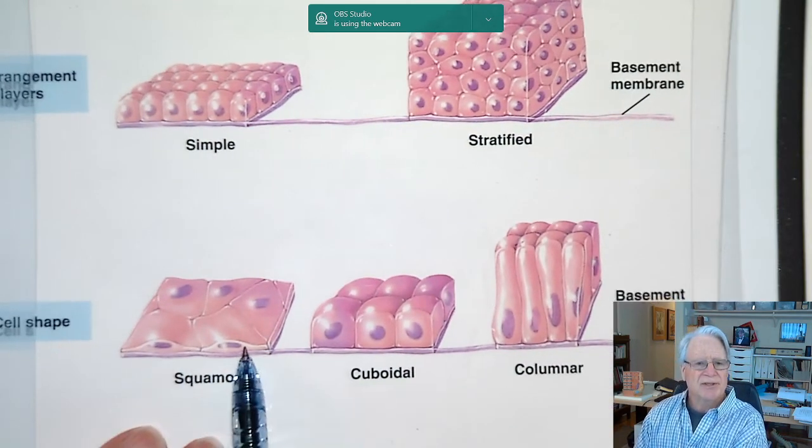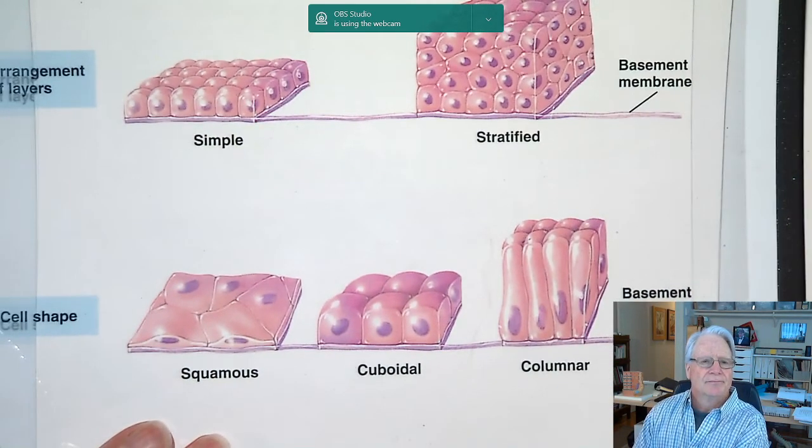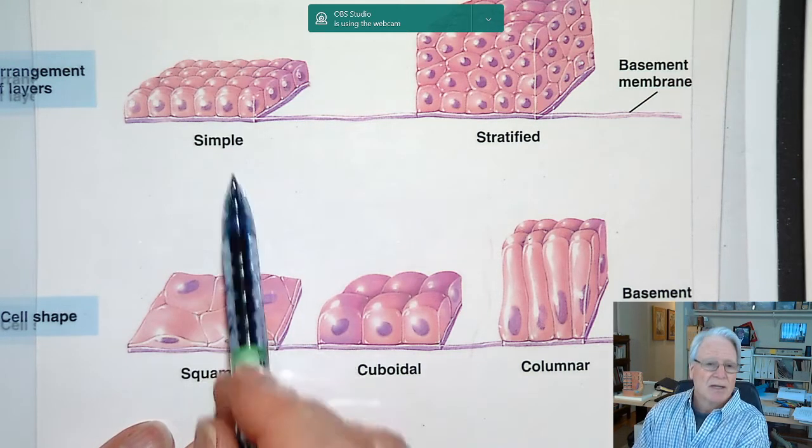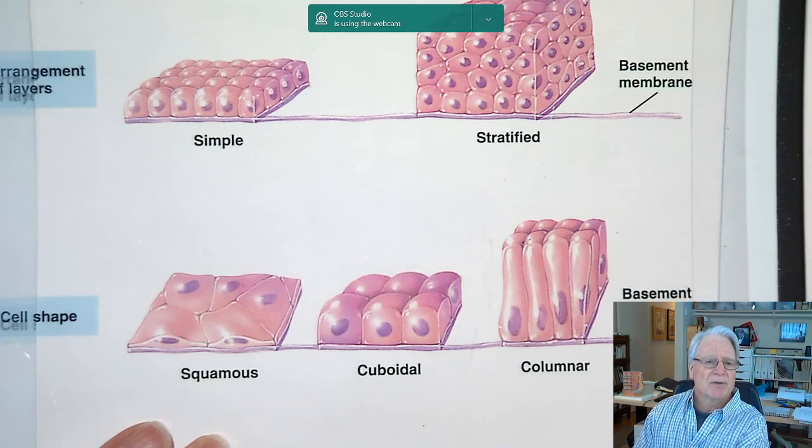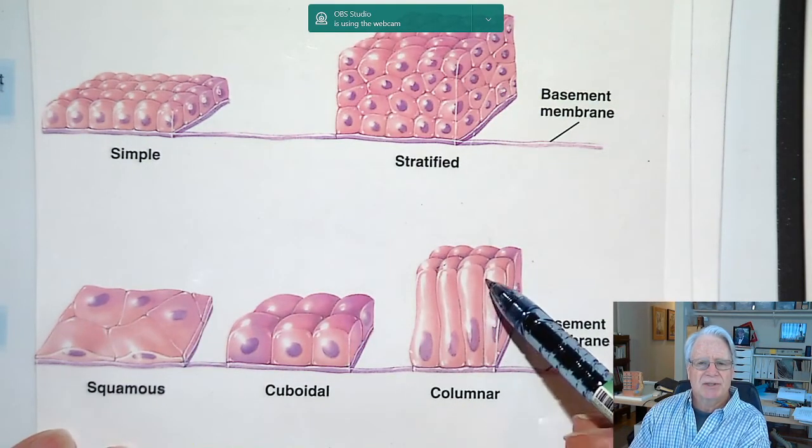What would you call this? If you said simple squamous epithelium, you would be correct. That's a single layer, simple, cell shape squamous, simple squamous epithelium. What would you call this?